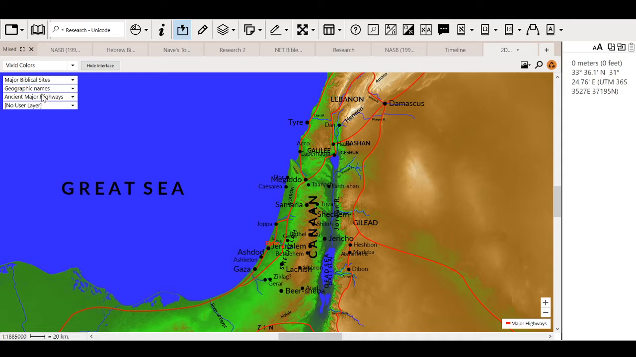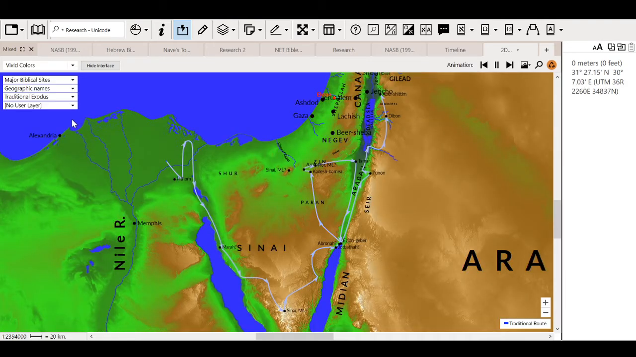Okay, maybe I want to look at the traditional Exodus. Let's look at the traditional Exodus. Look carefully at the route that they were taking. Okay, and it's moving. See, it's moving slowly here, and it shows the direction that the people of Israel took coming out from Egypt. Okay, they were going through this part.